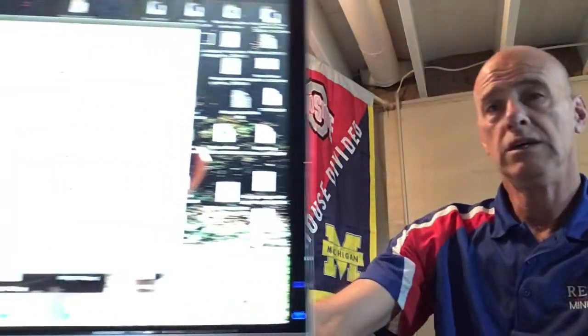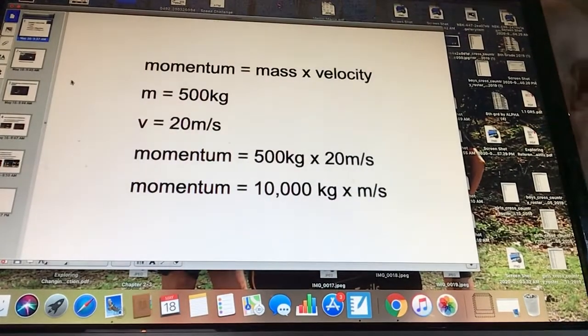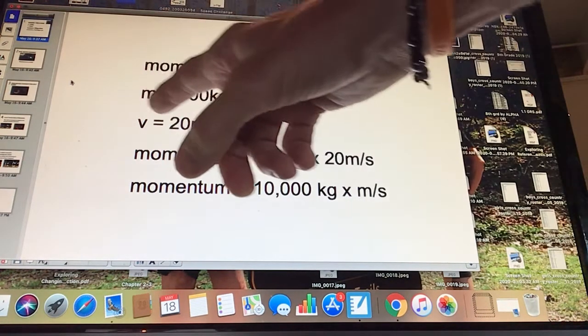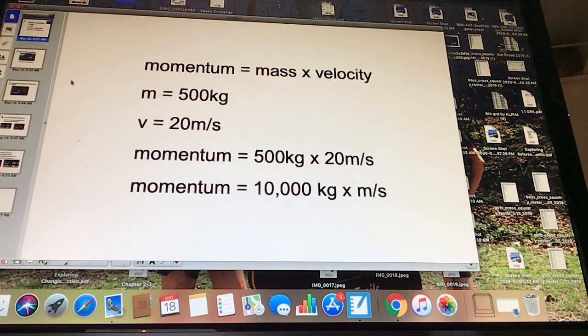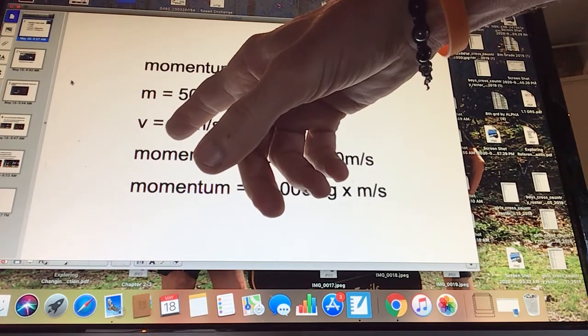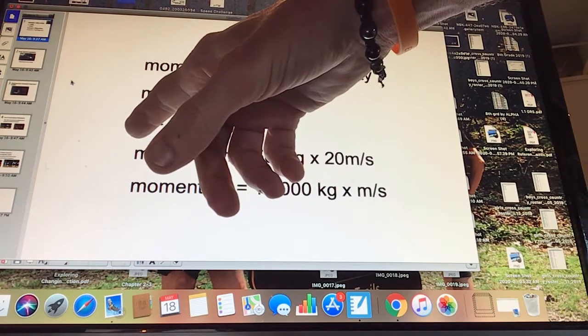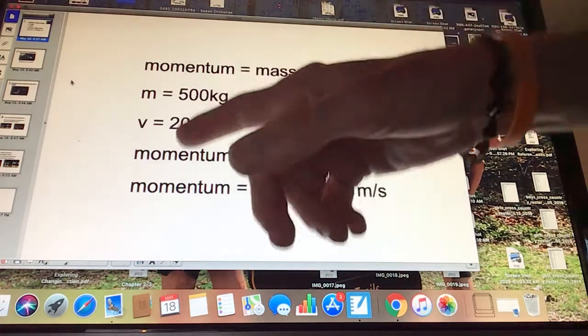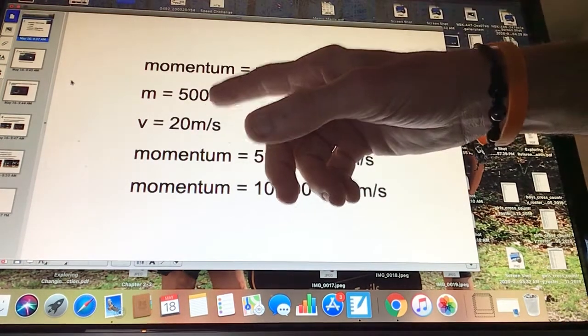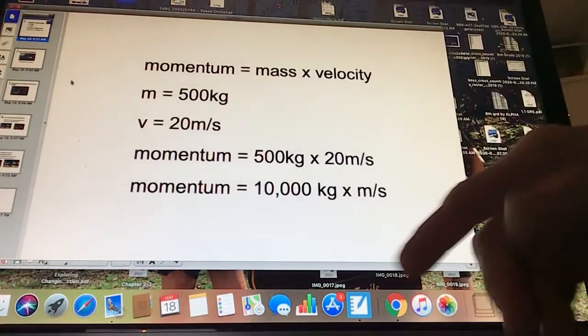Momentum involves objects that are in contact with each other, hitting each other. So, here's your formula for momentum: mass times velocity, which you've already read. If you have something with a mass of 500 kilograms, a motorcycle or something small, it's a couple of thousand pounds, or a little less, and you have a velocity, V for velocity, of 20 meters per second, you simply multiply mass times velocity. Kilograms is mass, meters per second is velocity, or speed.